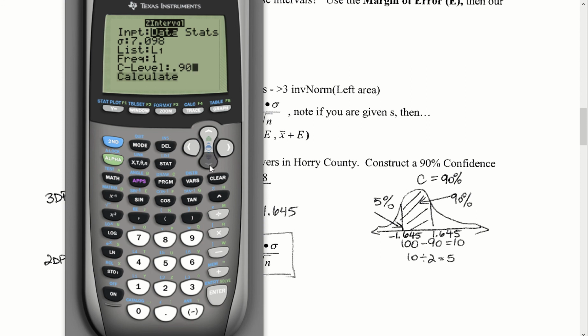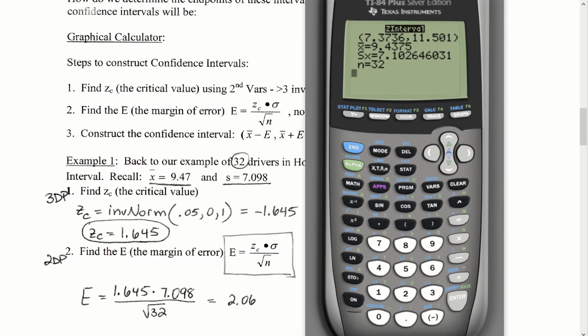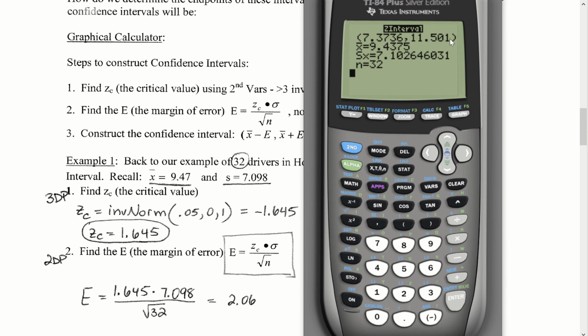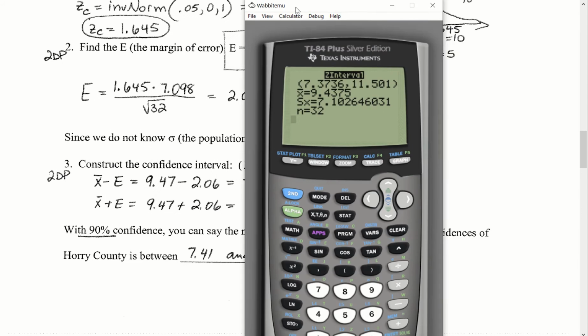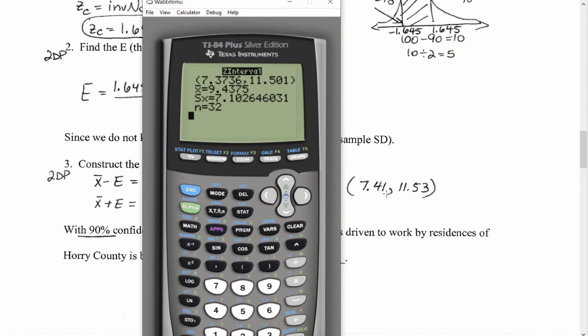If we go ahead and hit calculate, this is what the calculator will give us. It'll tell us the interval. This was our confidence interval right here, which we can go ahead and double check. To two places, it's going to be 7.37 and 11.50.